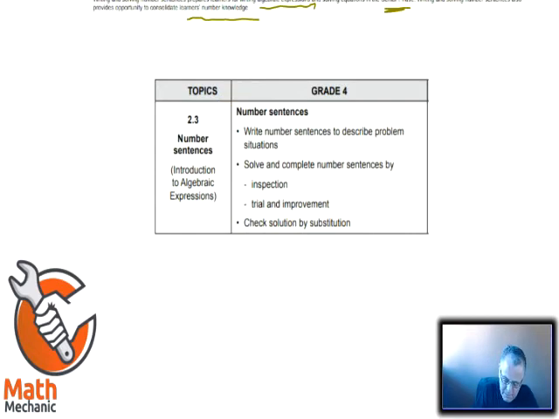And then you'll see there, from the CAPS curriculum: write number sentences to describe problem situations, solve and complete number sentences by inspection. That literally means trying a few things, guessing the answer. That's what inspection means. Then they also say trial and improvement. Try. If it doesn't work, try something else. You don't have to have an algebraic technique yet in grade 4.